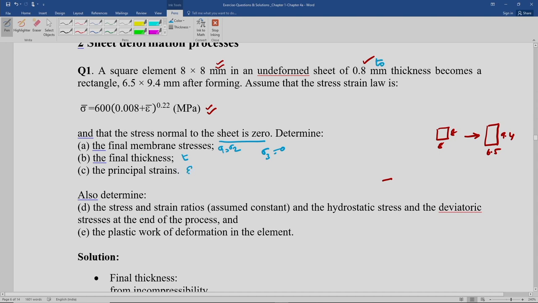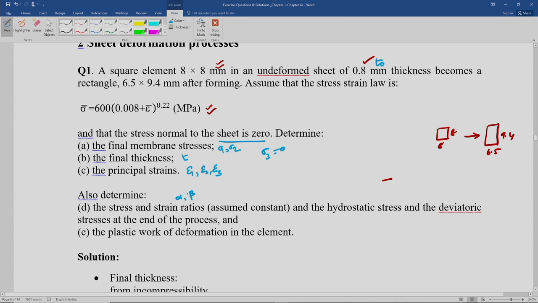Principal strains, we know epsilon 1, epsilon 2, epsilon 3. Again, I am cautioning here, sigma 3 equal to 0 doesn't mean that epsilon 3 is equal to 0, unless something else is mentioned. You have to be careful. All three will exist. So, you should also get stress and strain ratios, that means alpha and beta have to be found out.